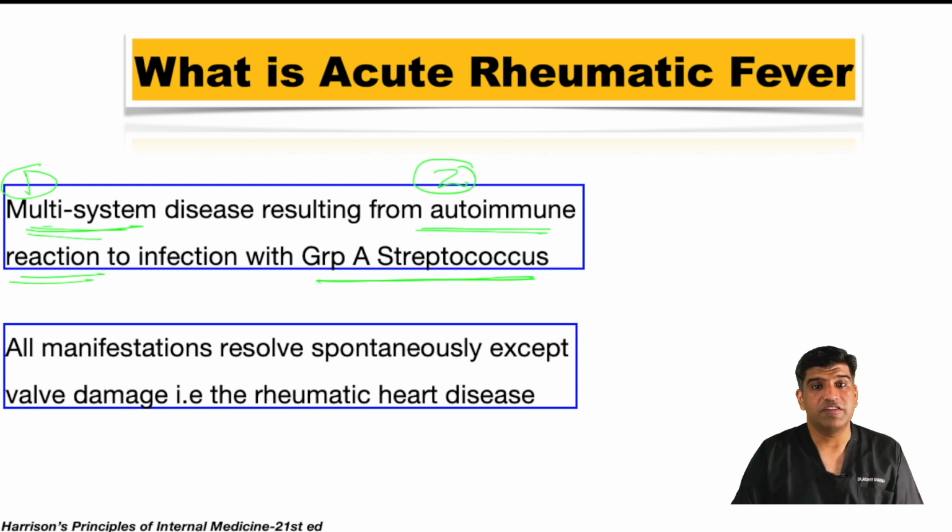All the manifestations of acute rheumatic fever except the valvular heart disease part resolve spontaneously. The valves are affected in the long run, so they tend to deteriorate over a period of time. The valvular pathology does not subside by itself. All other manifestations tend to resolve spontaneously.